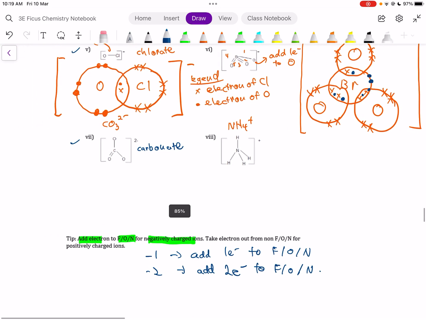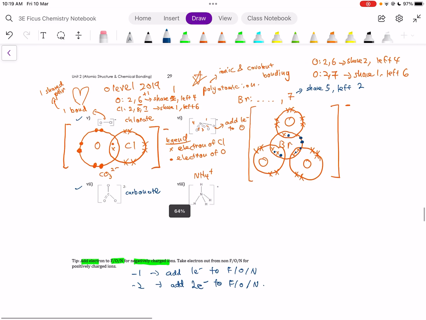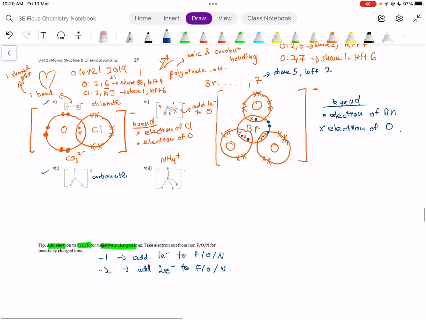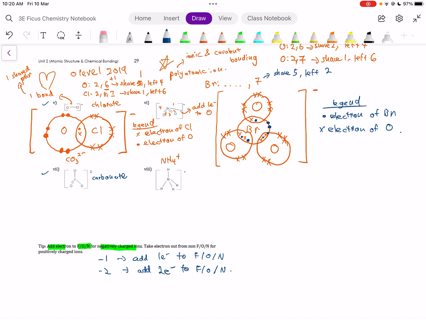Okay, I shall look at the carbonate ions. Okay, wait, before that let me write the legend. Dot is electrons of bromine, cross is electrons of oxygen. Okay, so carbonate, you apply what you learned.